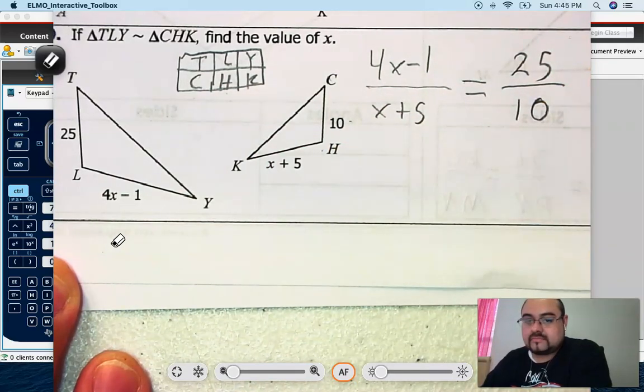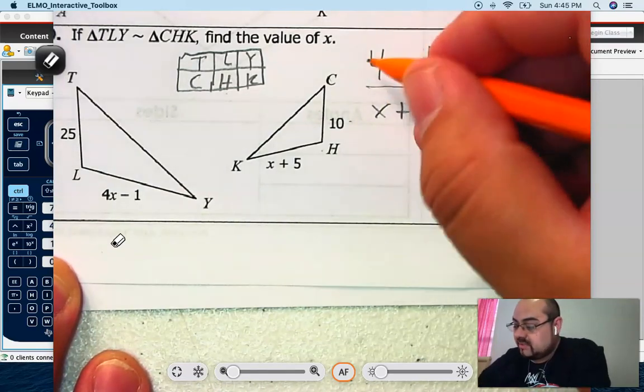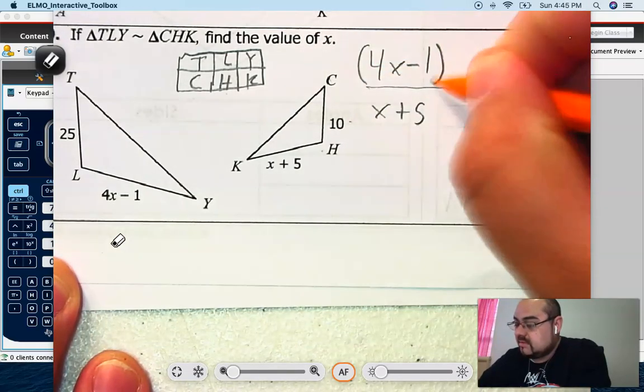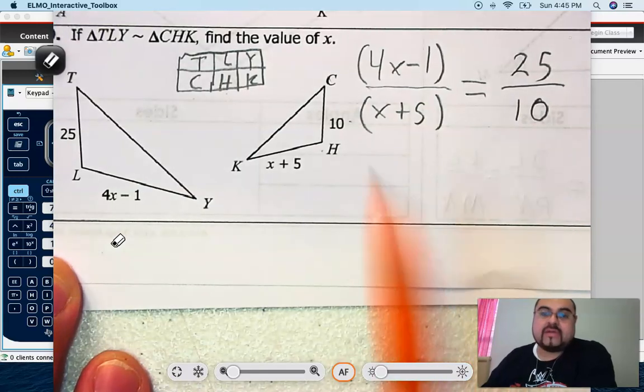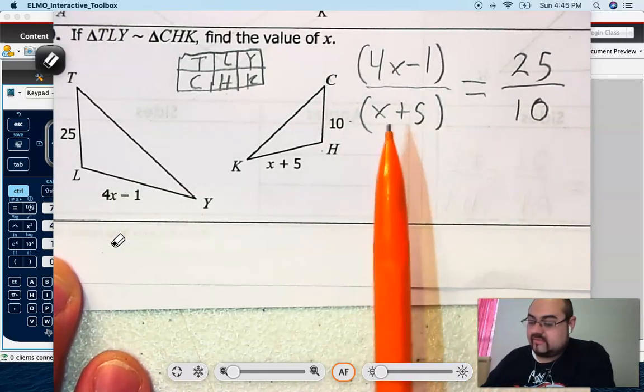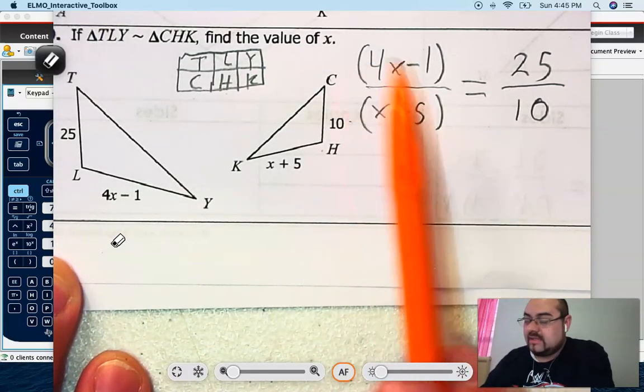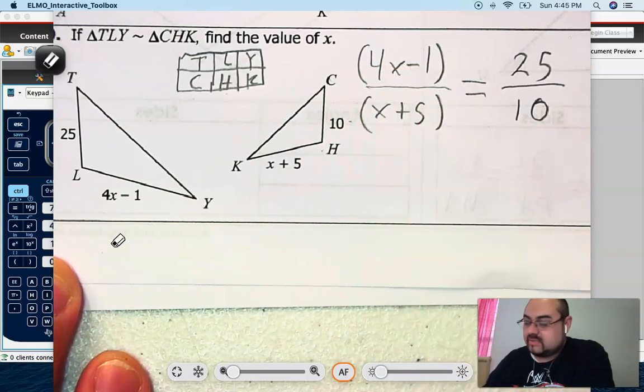Okay. Now, you have to be careful here. Before you can take the cross product, you always want to protect your polynomials with parentheses. Okay? Protect your polynomials with parentheses. There's a tongue twister there for you. All right? Now that you've done this, we can go ahead and take our cross product.